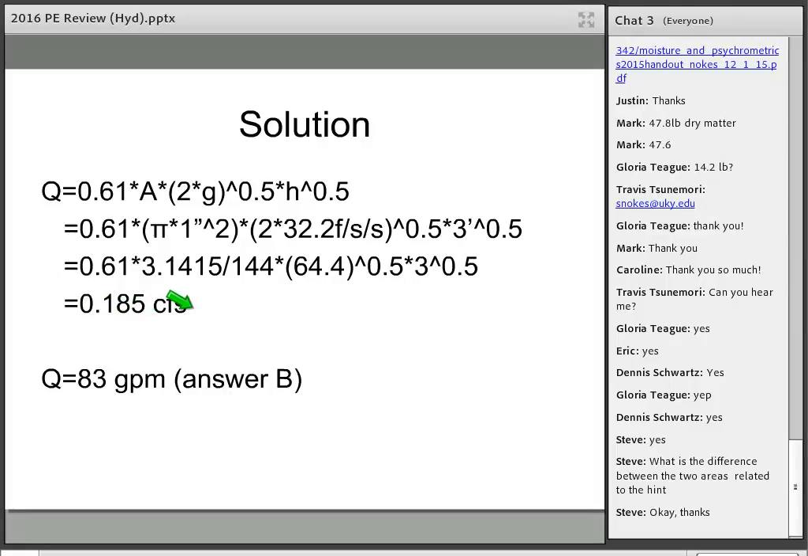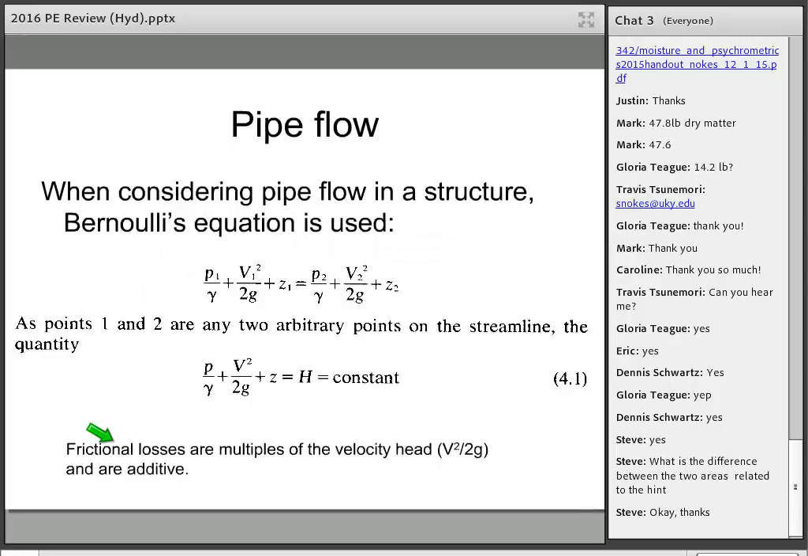Do the conversion, multiply by 60, multiply by 7.48, and you end up with a Q of 83 gallons per minute as the initial instantaneous flow rate. Now, of course, as the head drops, it's going to slow. So that's why it was specifically asked to be the initial flow rate. And that's how you go about calculating with the orifice flow equation.